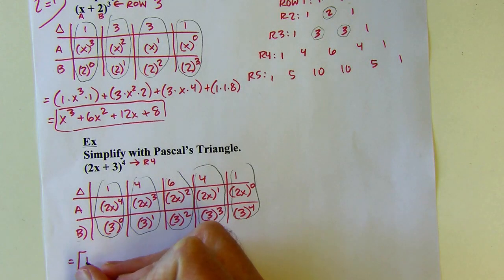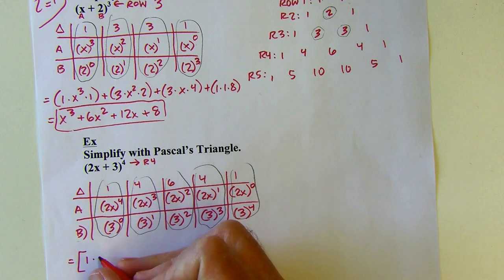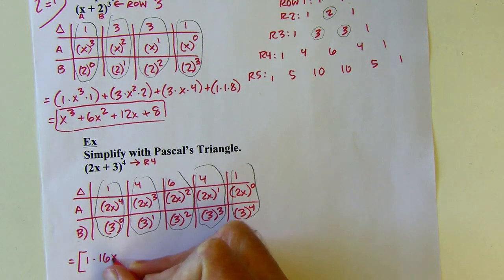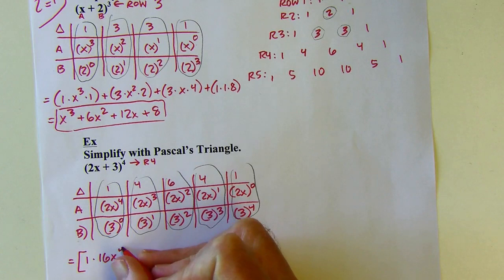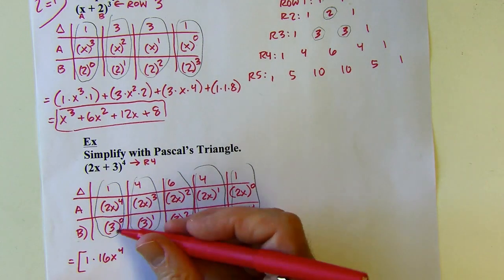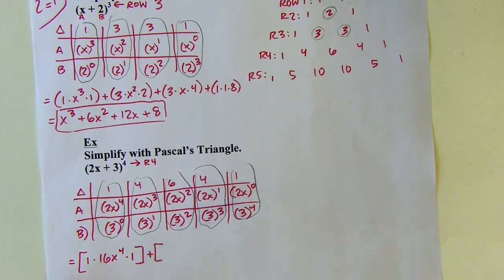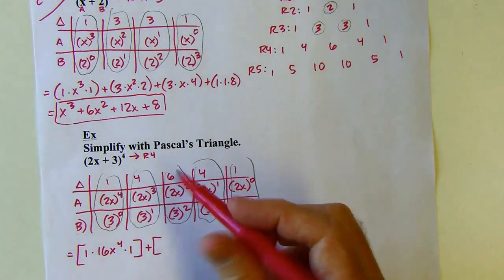Okay, so 2 to the 4th is 16, and then x to the 4th. I'm thinking 2x times 2x times 2x times 2x would be 16x to the 4th. 3 to the 0th is 1. So this is going to be the value of my first term.